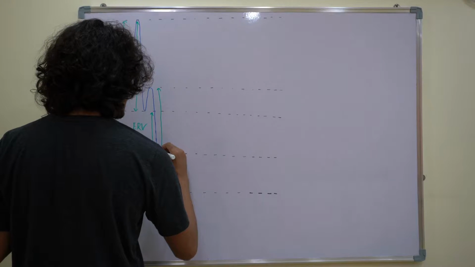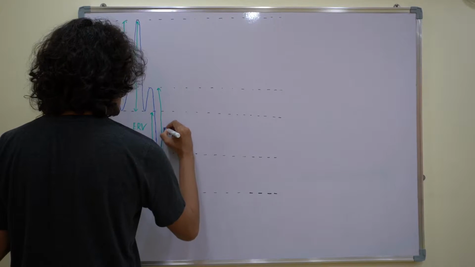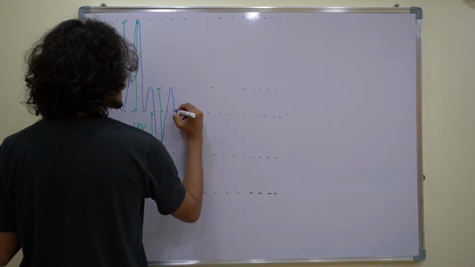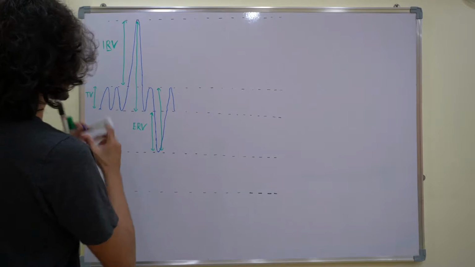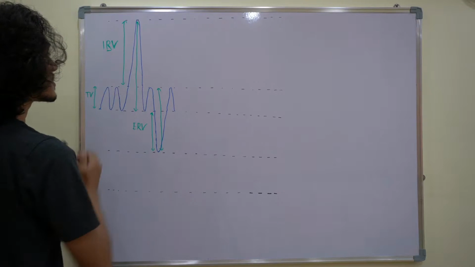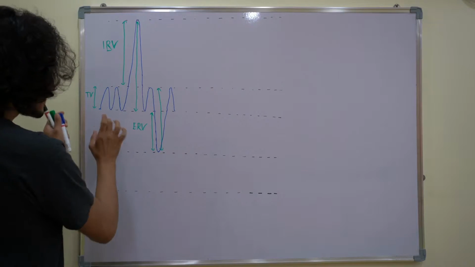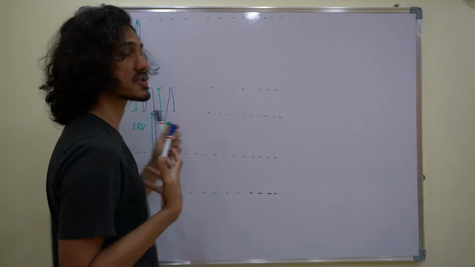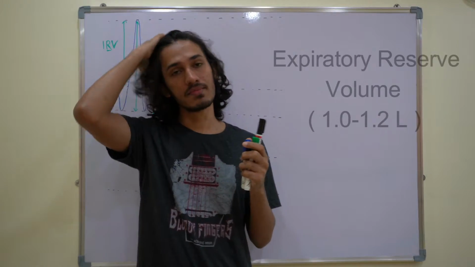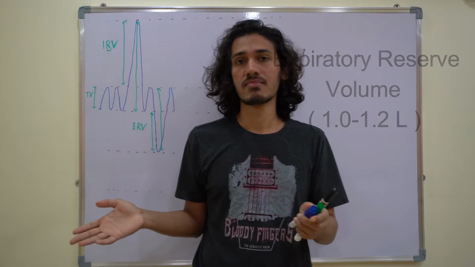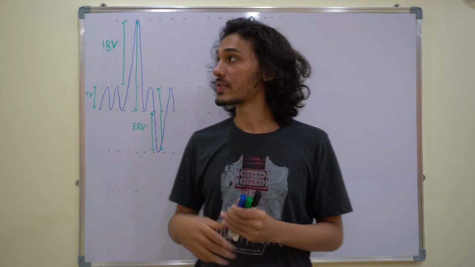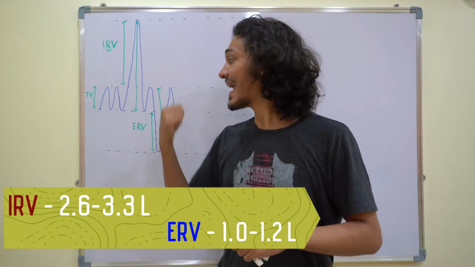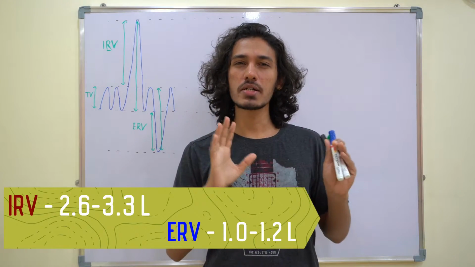So from here, let's go back here. And we're going to inspire normally, expire normally. So we got the tidal volume, we got the inspiratory reserve volume, we got the inspiratory capacity, we got the expiratory reserve volume, we got the expiratory capacity. When you talk about expiratory reserve volume, that usually comes to 1 to 1.2 liter. Another thing you need to note right now, when you talk about inspiratory reserve volume, we had 2.6 to 3.3 liter. When we talked about expiratory reserve volume, that was 1 to 1.2 liter.